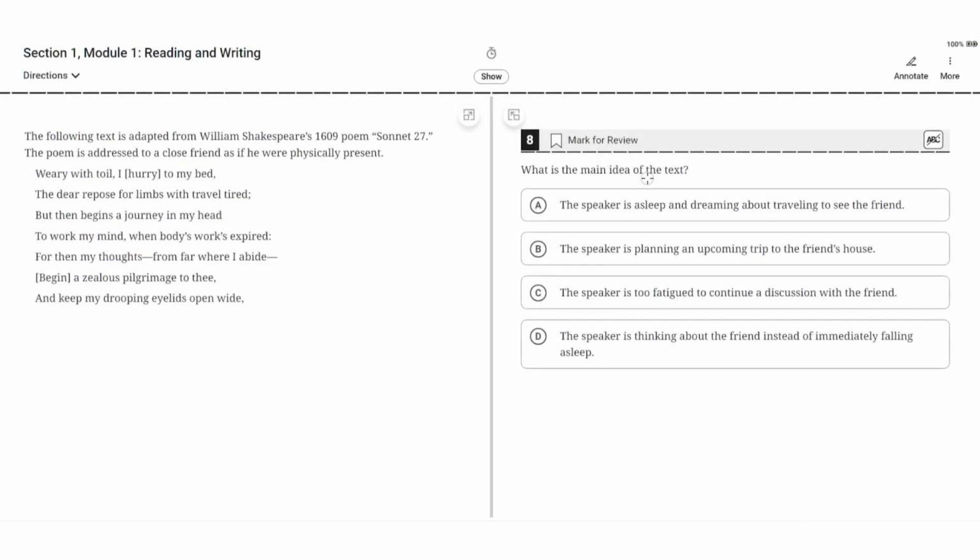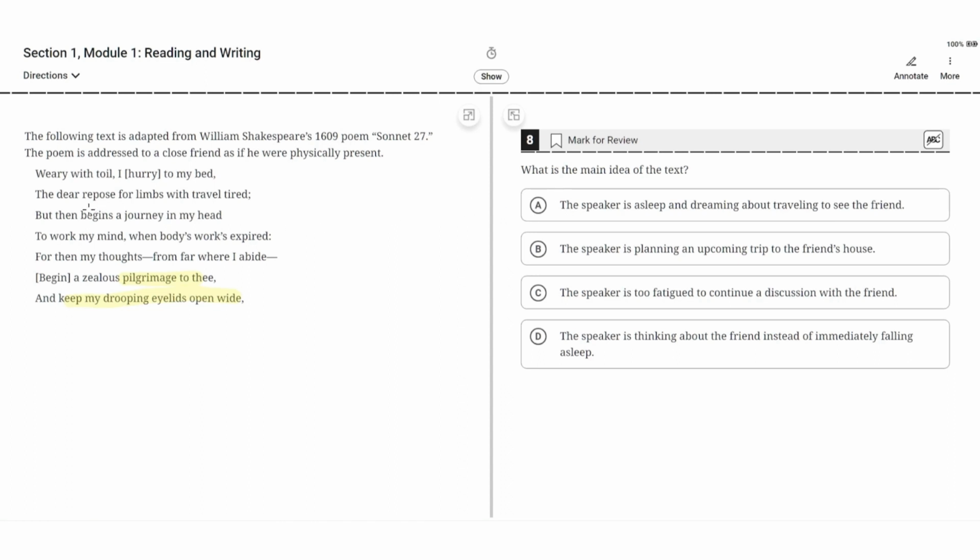What is the main idea of the text? The following text is adapted from William Shakespeare's 1609 poem, Sonnet 27. The poem is addressed to a close friend as if he were physically present. Weary with toil, I hurry to my bed, the dear repose for limbs with travel tired. But then begins a journey in my head, to work my mind when body's work's expired. For then my thoughts, from far where I abide, begin a zealous pilgrimage to thee, and keep my drooping eyelids open wide. So choice A says, the speaker is asleep and dreaming about traveling to see the friend.